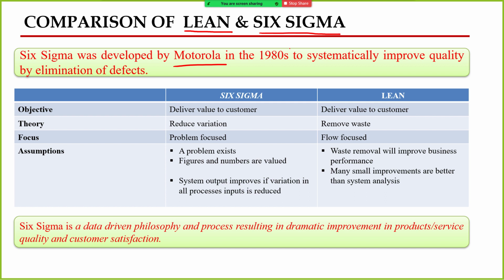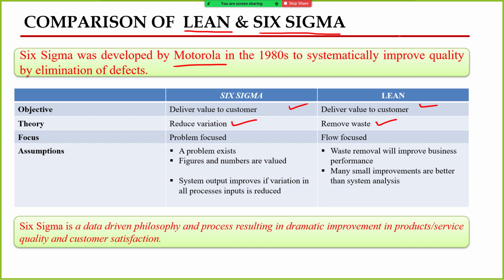The ultimate focus of these two programs is the same: they want to deliver value to the customer. But in terms of the theory behind it, Six Sigma is always talking about reducing the process variation, whereas in Lean the ultimate target is to reduce the waste in our process.